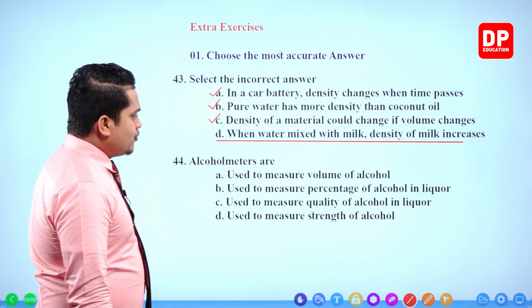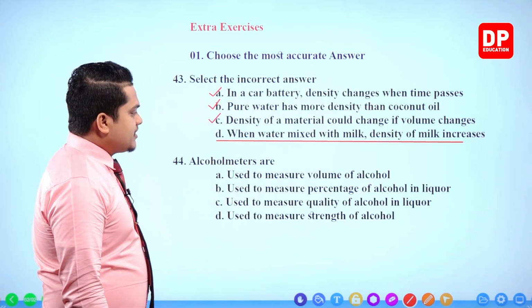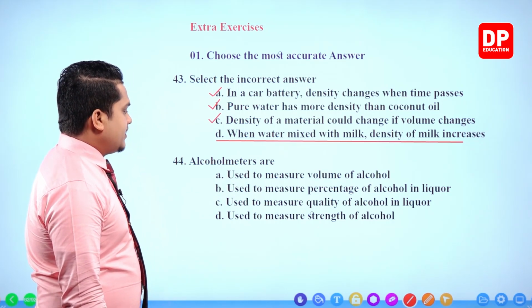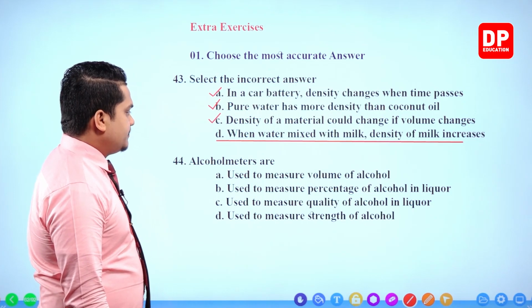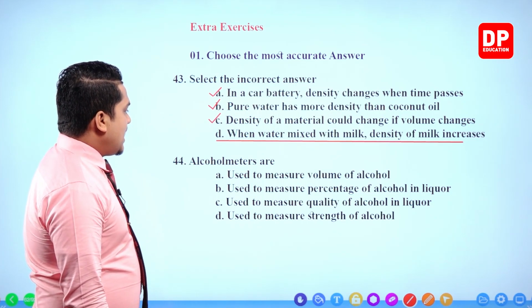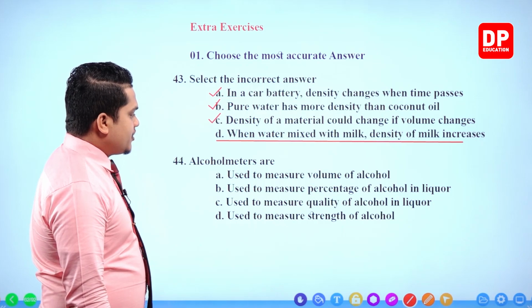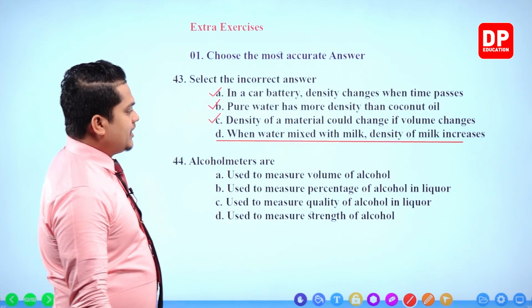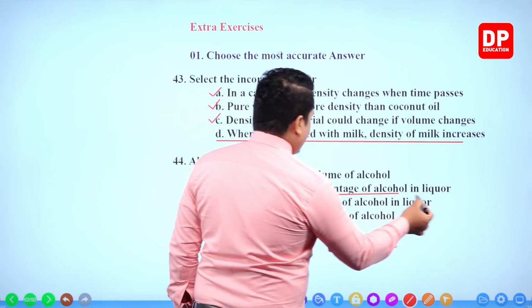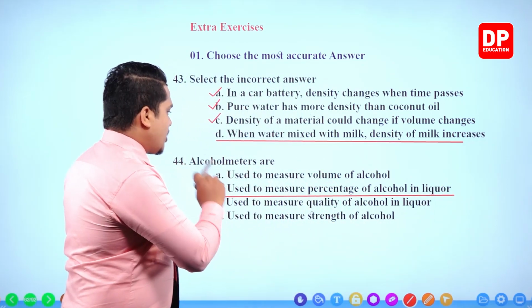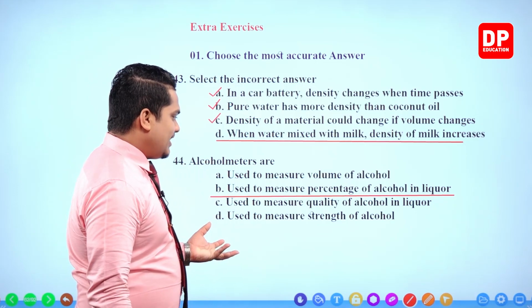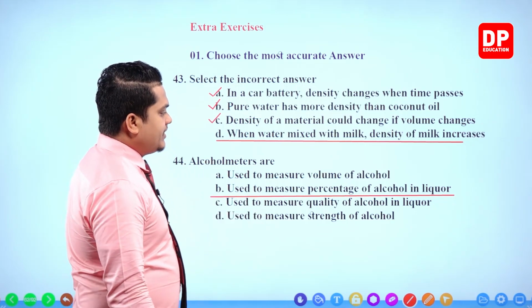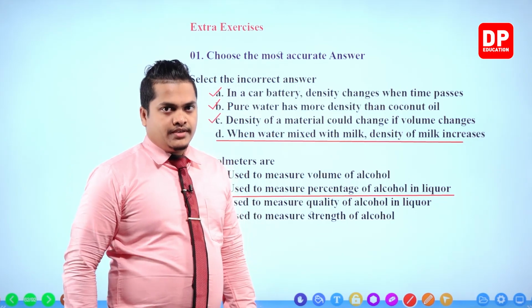Used to measure volume of alcohol. Used to measure percentage of alcohol in liquor. Used to measure quality of alcohol in liquor. Used to measure strength of alcohol. So alcohol meters are used to measure the percentage of alcohol in liquor, my dear children. That's the main idea. By checking the percentage of liquor, we can measure the quality as well as the strength of the alcohol. Okay.